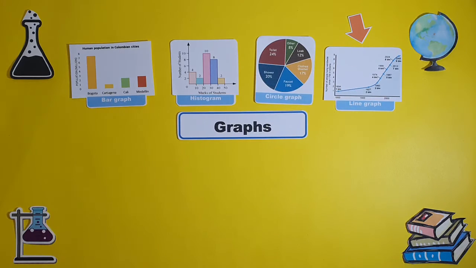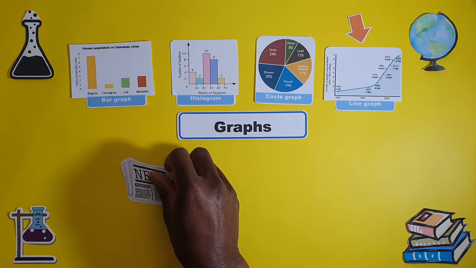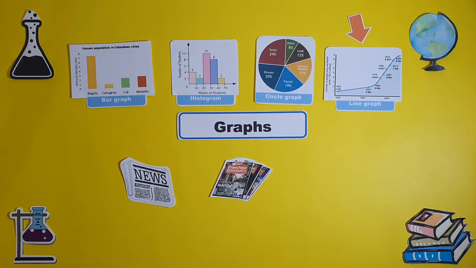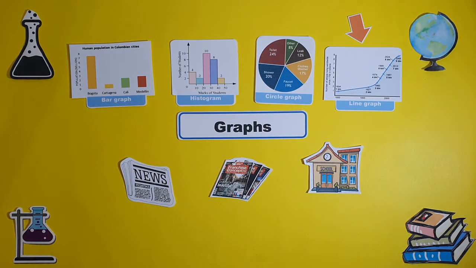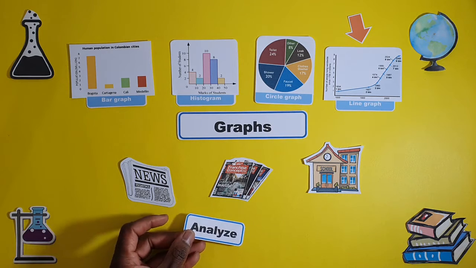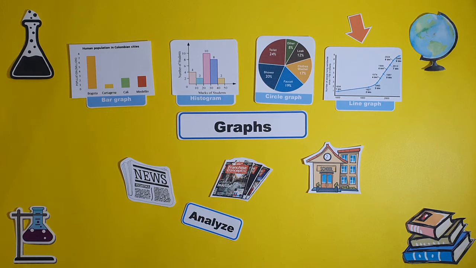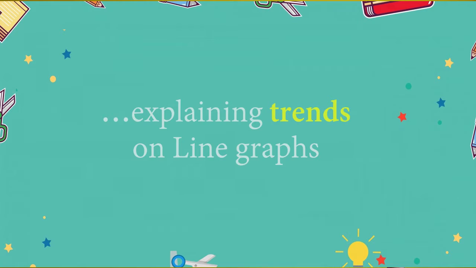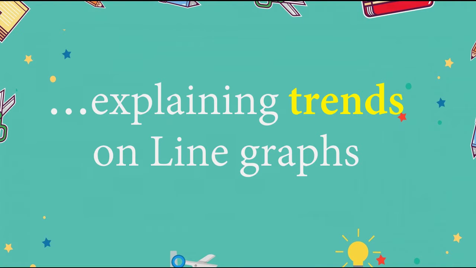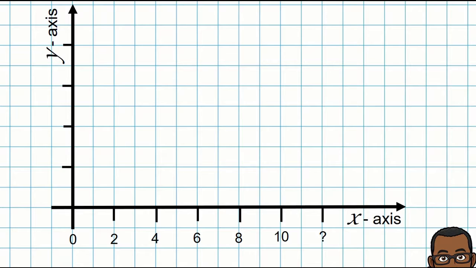You must have seen these types of graphs in newspapers, magazines, and even in schools. So when scientists look at the graphs, remember, they're trying to analyze the information because it helps them visualize the data. And when they're trying to analyze it, they look for trends. What are trends? There are different ways we can explain how trends are in a line graph.